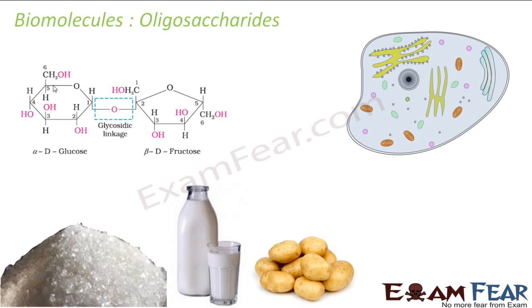Now let's talk about oligosaccharides. As I told, oligo means few. Few means any carbohydrate which will give you 2 to 10 monosaccharides or 2 to 10 sugar molecules. And they're found in the plasma membrane of cell.